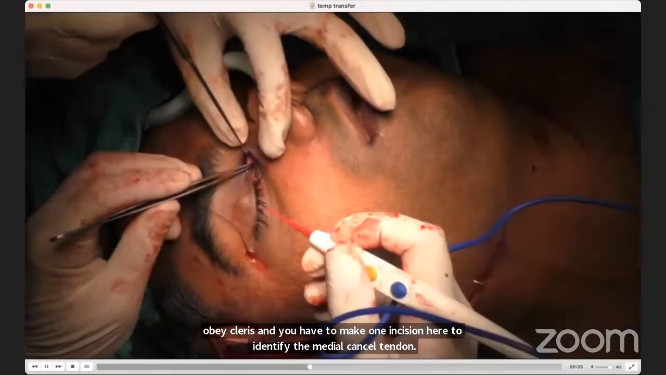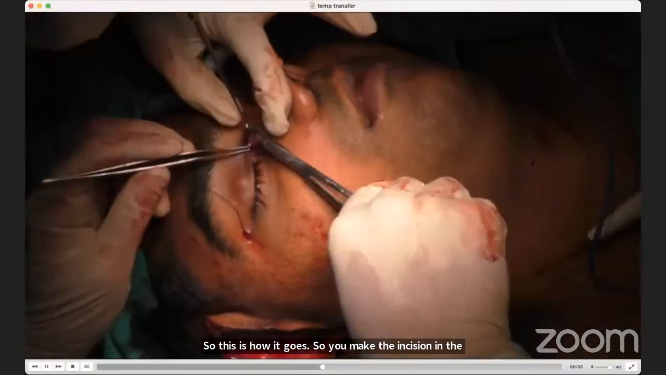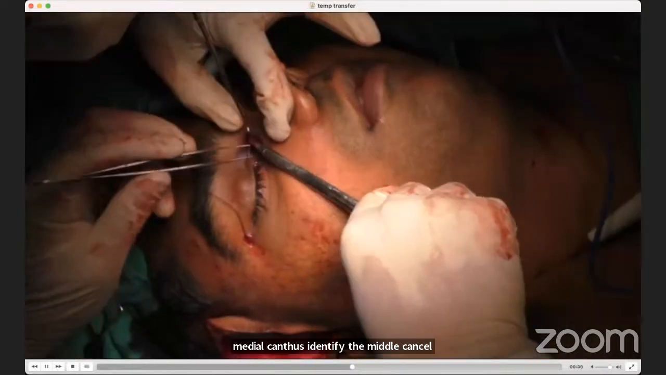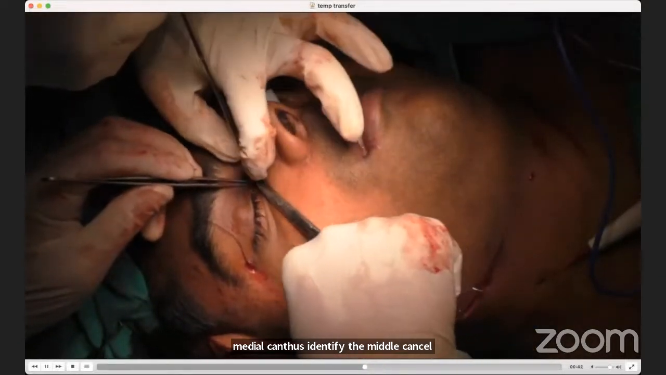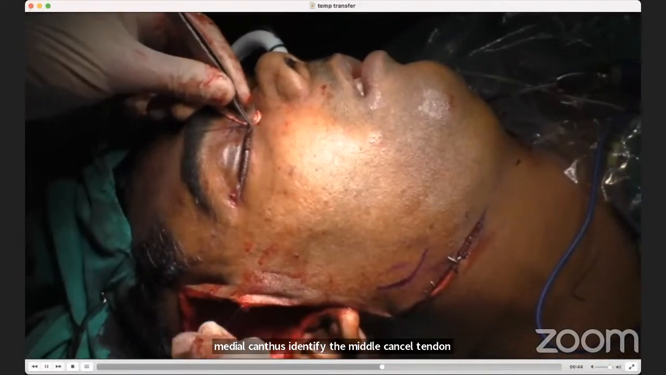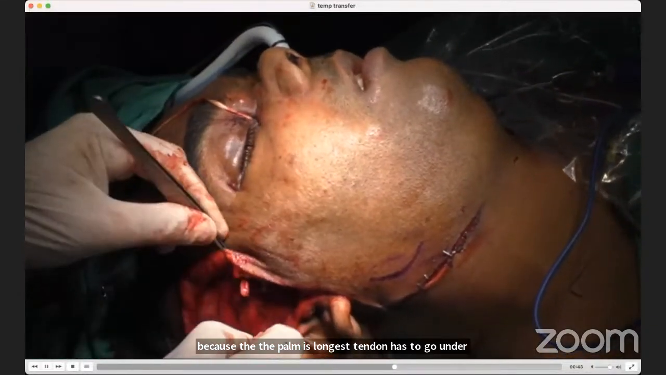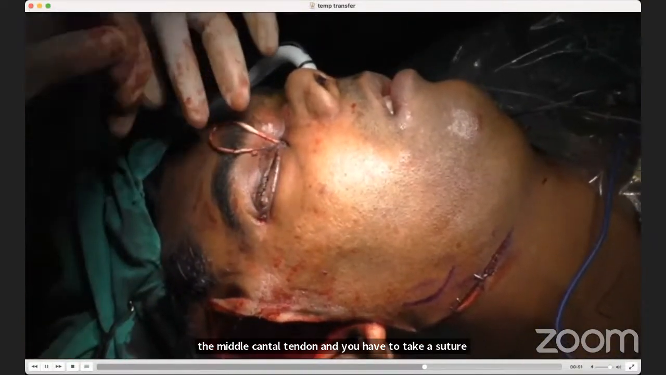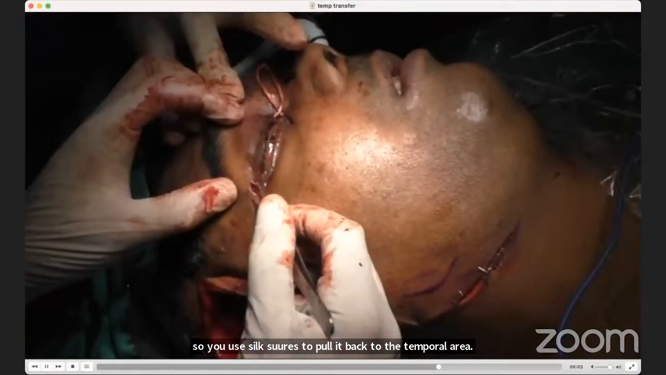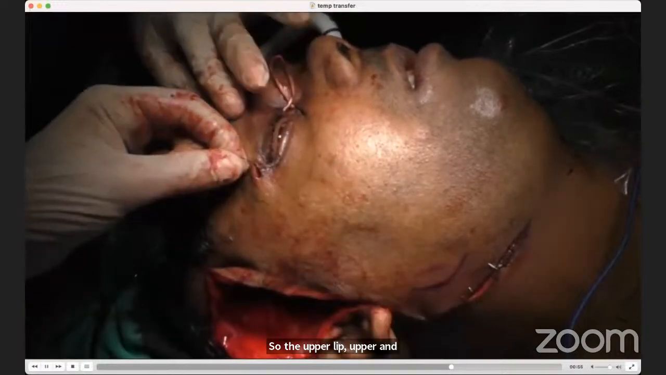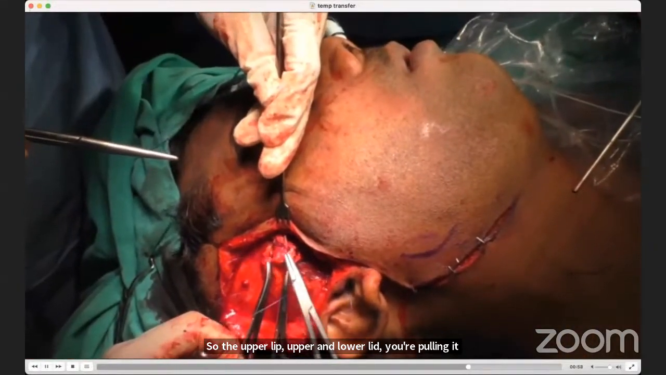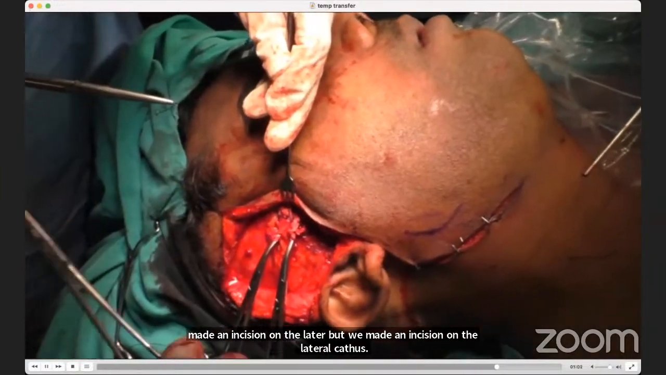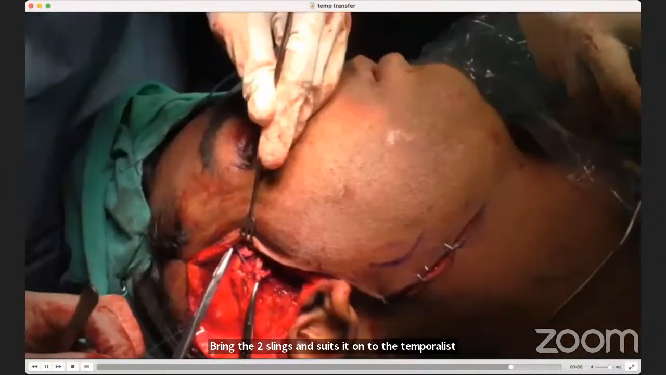You make the incision in the medial canthus, identify the medial canthal tendon, because the palmaris longus tendon has to go under the medial canthal tendon, and you have to take a suture. You use silk sutures to pull it back to the temporal area. So the upper lid and lower lid, you're pulling it. Here we have not made the incision on the lid, but we made an incision on the lateral canthus. Bring the two slings and suture it onto the temporalis muscle, the cut end of the temporalis muscle. That's it. It's a very simple procedure.